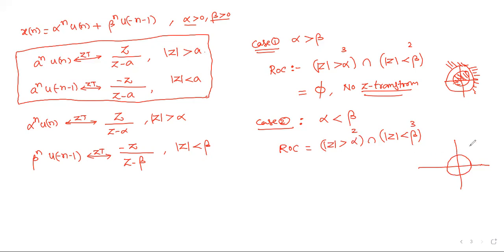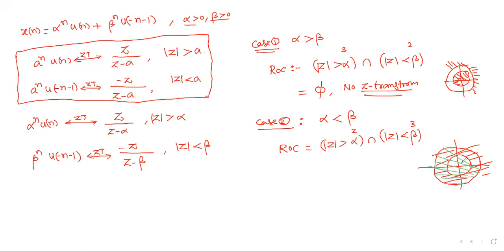Mod Z is greater than 2, that means outside of this circle. The ROC is outside of the circle. Now, mod Z is less than beta. Beta's radius, let me take 3 units. So here are the 3 units. And what is the ROC given? ROC is less than, meaning inside of the radius, inside of the circle.